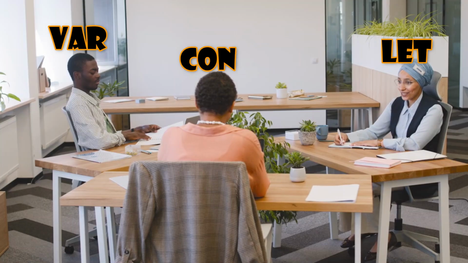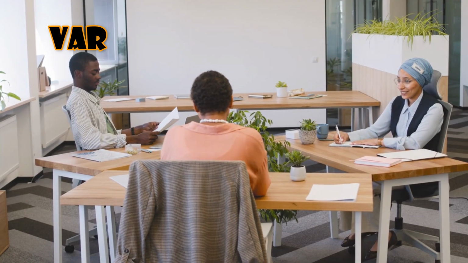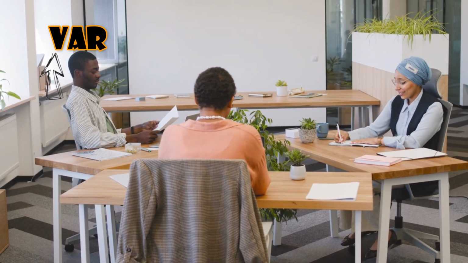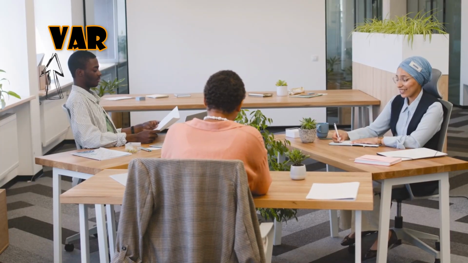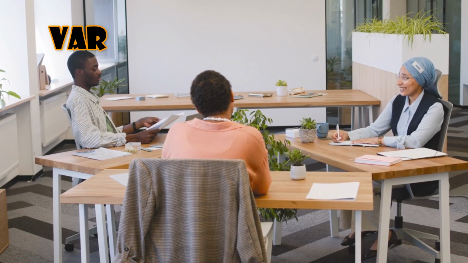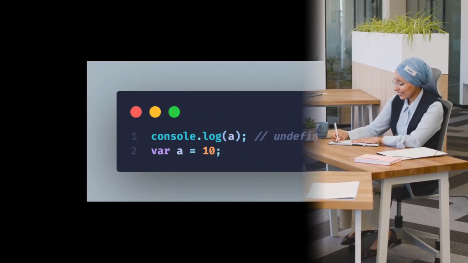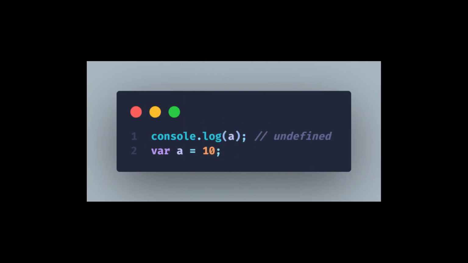Now, let's map var, let, and const to the classroom. var is the student who has a seat, but no exam paper yet. So if the teacher calls their name, they answer, I am here, but I have nothing. That's why this code looks undefined. Seat, yes. Value, not yet.